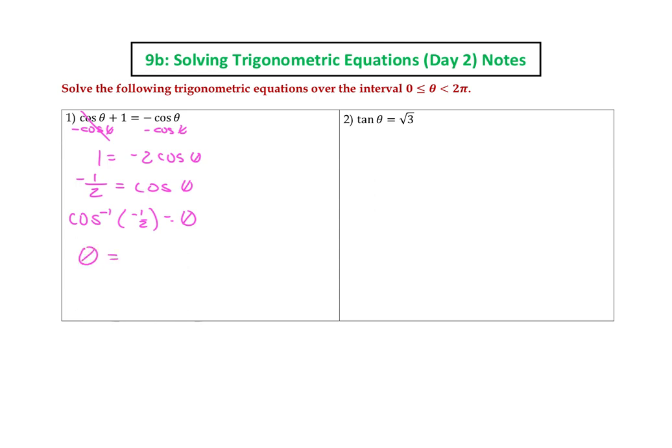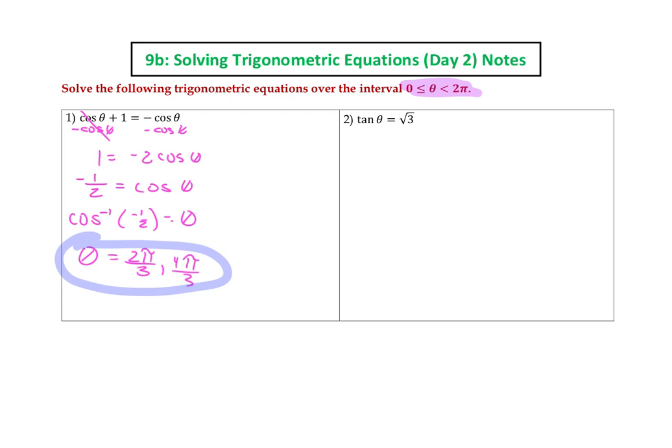So cosine is negative in quadrant 2 and 3, so I have 2 pi over 3 and 4 pi over 3, and those are our solutions. Okay, I did need to make note that today we are solving from 0 to 2 pi on all the equations.